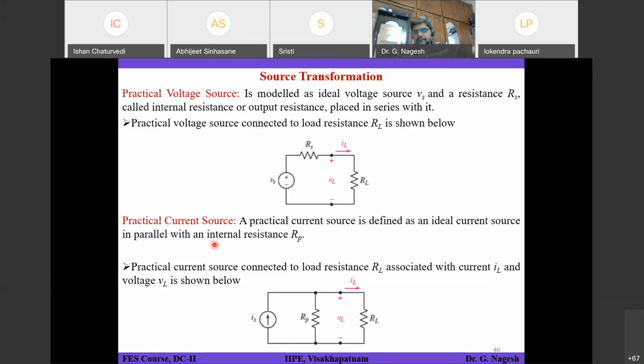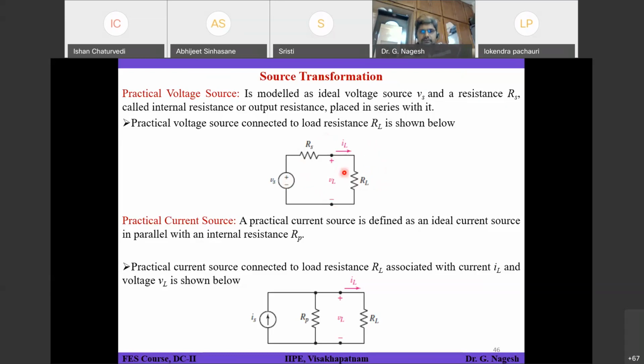Now, at RL, will the IL be constant? You can't say IL is constant. It depends on the value. Now, in this circuit, Vs is, let's say, 10 volts, Rs is let's say 0.5, and RL is let's say 20 ohms. So what will happen? IL will be 10 divided by 20 plus 0.5, that is 10 divided by 20.5.